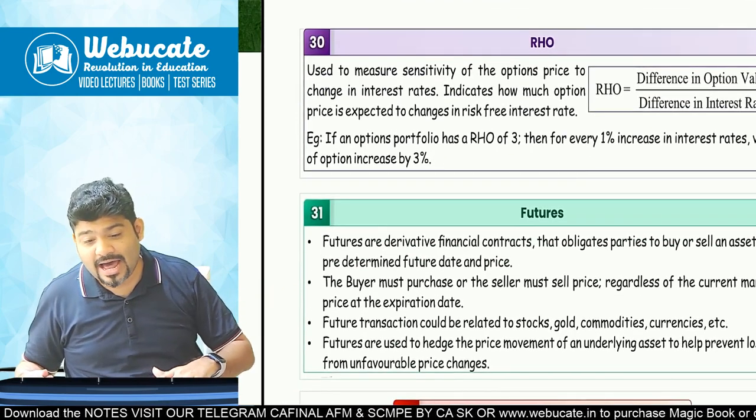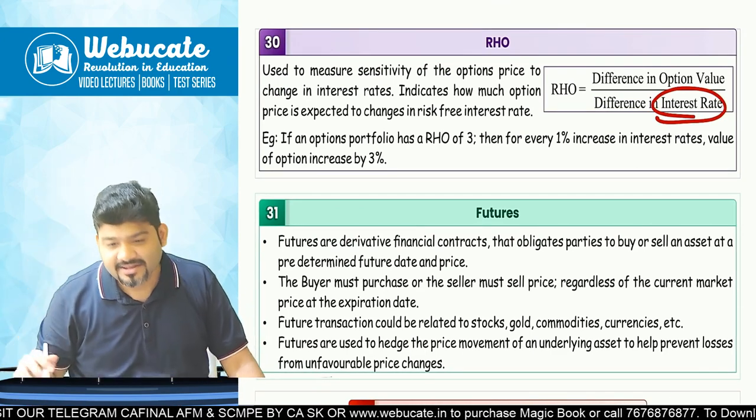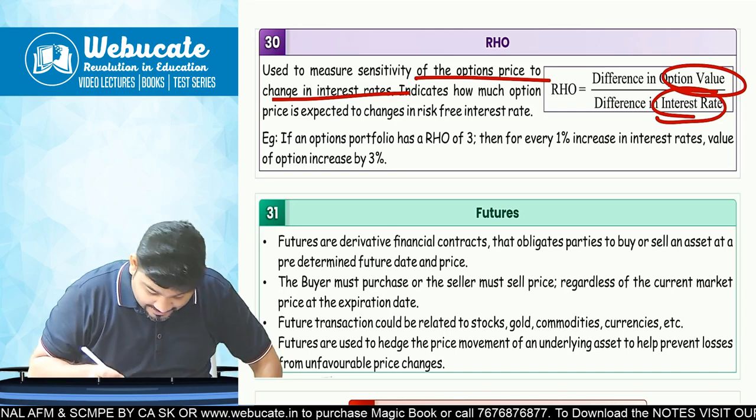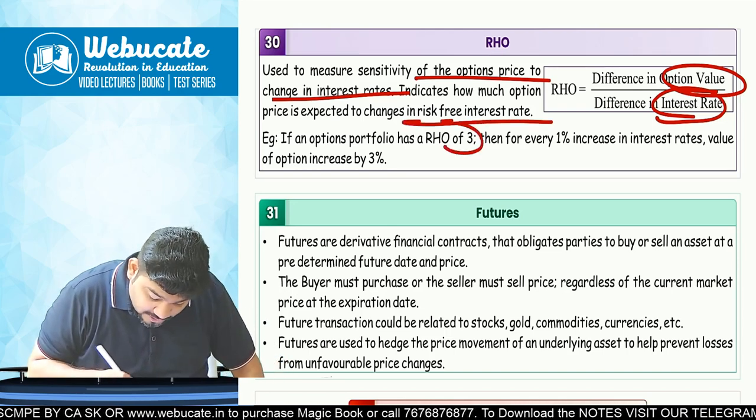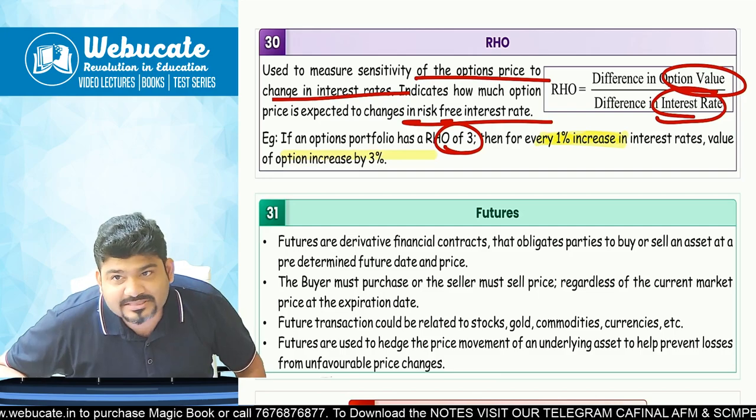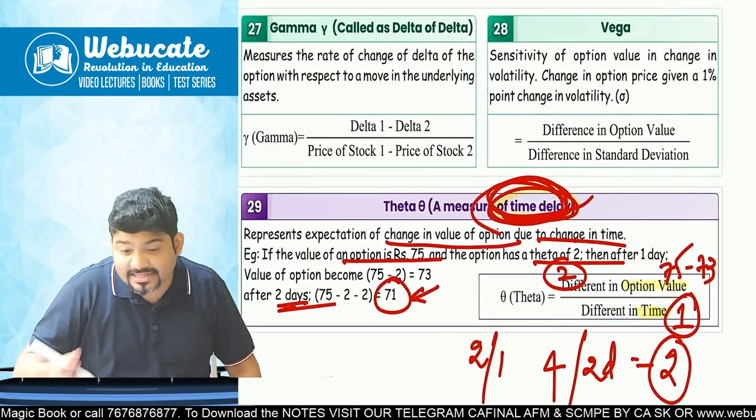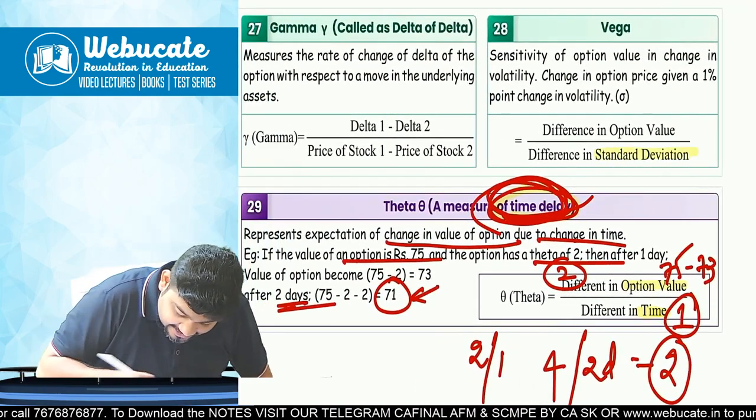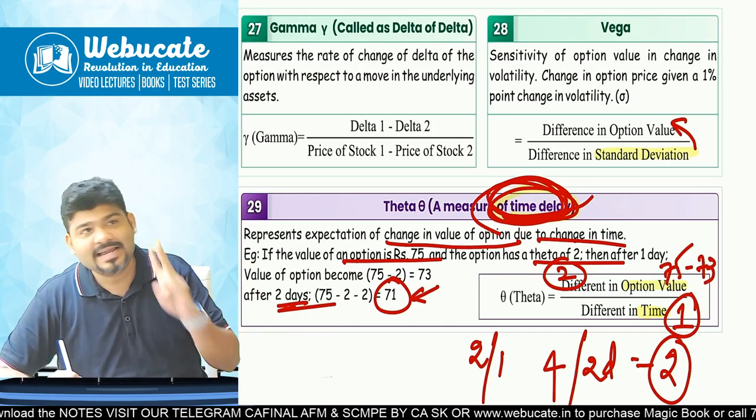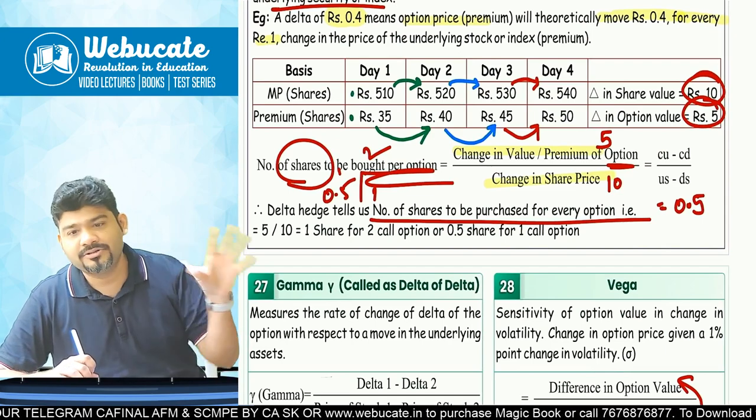Then there is rho, R-H-O, that is based on interest rate. For every change in interest rate, what is the change in option premium? It measures the sensitivity of option price to change in interest rate. It indicates how much the price is expected to change with the risk-free rate. So if an options portfolio has a rho of 3, then for every 1% increase in interest rates, the value of option will increase by 3%. Simple. So rho is done. Theta is done, then there is vega. Vega means change in standard deviation and the change in option value. So theta is time, rho is interest rates, vega is standard deviation, delta is the change in option premium upon change in share price.